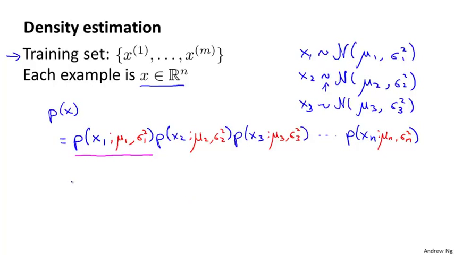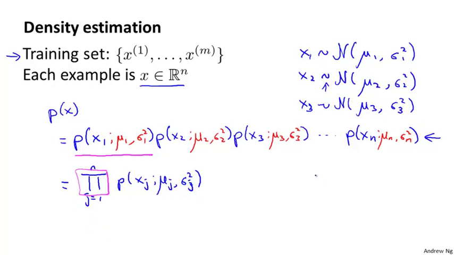And finally, in order to wrap this up, let me take this expression and write it a little bit more compactly. So I'm going to write this as a product from j equals 1 through n of p of xj parameterized by mu j comma sigma squared j. So this funny symbol here is actually a capital Greek letter pi. That funny symbol there corresponds to taking the product of a set of values.